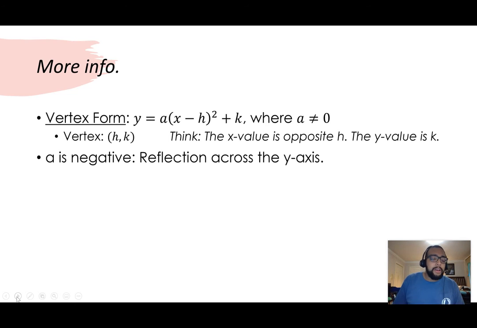The a value, we did discuss transformations. I'm not requiring you to memorize those 6 different transformations that happen. But when your a value is negative, that does mean it's a reflection across the x-axis. Again, normally your parabola opens up like this. If you have a negative a value, it'll just open down like that.